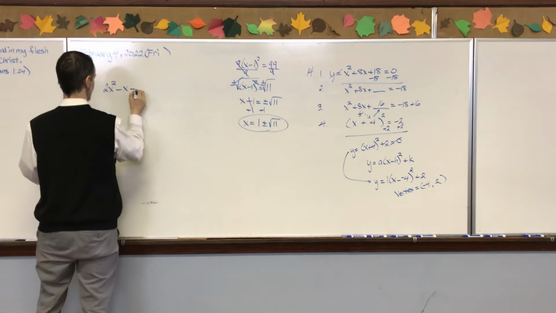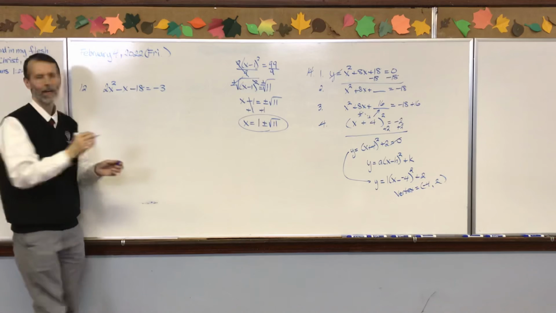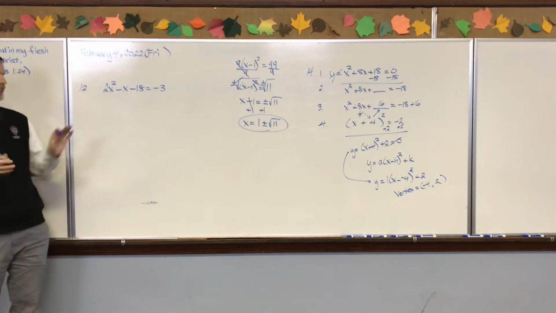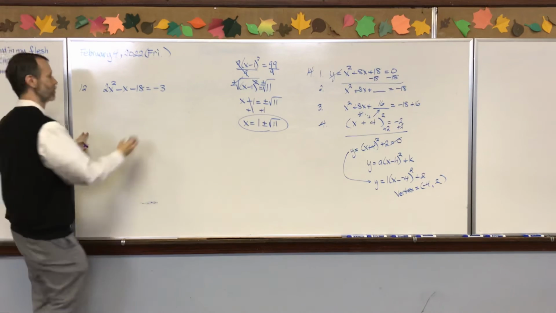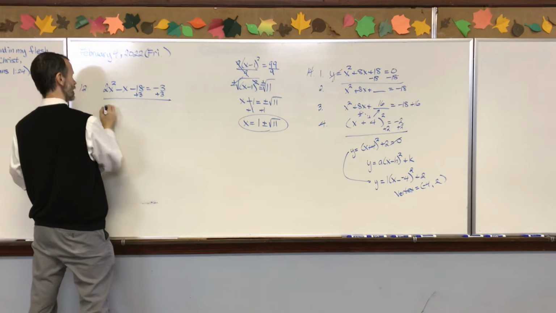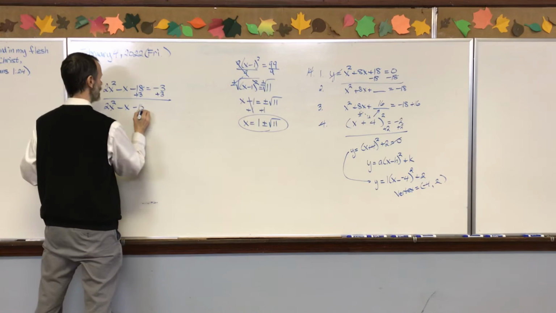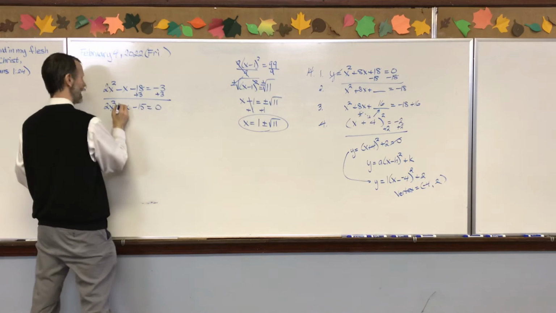2x² − x − 18 = −3. Trust me, it's not that hard. So number 12, the quadratic formula only works if you have the answer equal to 0. Add 3 to both sides. So you get 2x² − x − 15 = 0.